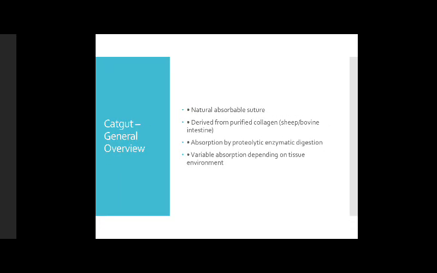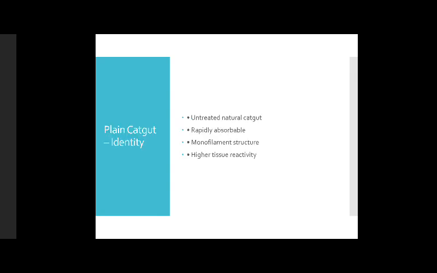So, catgut, general overview. Catgut are natural absorbable sutures. They are derived from purified collagen of sheep and bovine intestine. Absorption is by proteolytic enzymatic digestion, with variable absorption depending on the tissue environment.